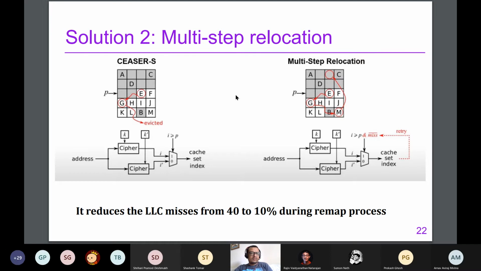You should say that when you are relocating from block A to block B and block B is getting evicted, this increases the LLC miss count, let's say by XYZ%. Yes, to reduce that, this paper proposes multi-step relocation. For example, here when E remaps to G, then G also gets remapped to M, and finally it tries to find an invalid block. So eventually it reduces the LLC miss count.